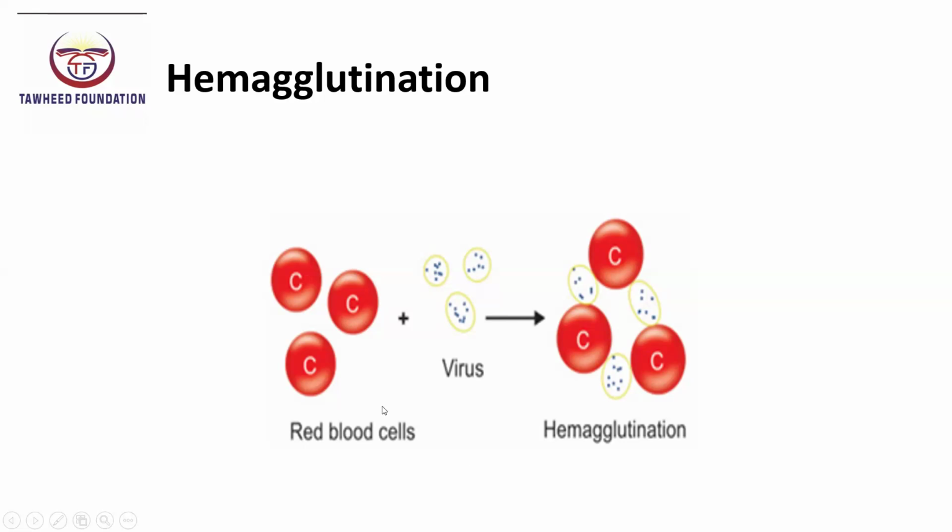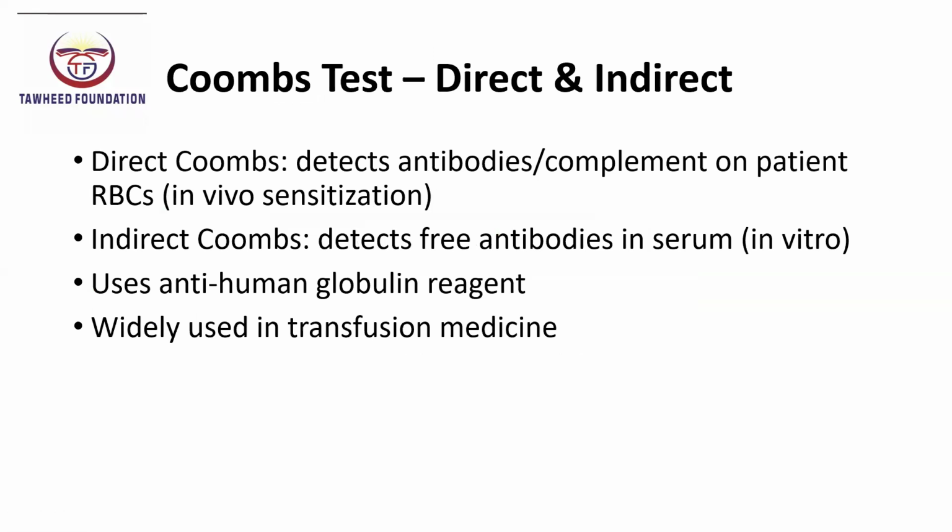So in positive hemagglutination, the virus has cross-linked RBCs forming a diffuse mat across the well. The RBCs will not settle at the bottom, so the well appears cloudy. So this diagram you can draw for a hemagglutination question. Next is Coombs test.